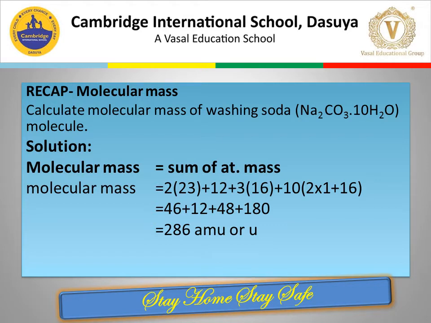Now 2 into 23 is 46, 12, plus 3 into 16 is 48, plus 10 into 18 is 180. The sum of all these terms is equal to 286 AMU. That means the molecular mass of washing soda is 286 AMU, atomic mass unit, or u, which is the unified mass. Now this molecular mass becomes important when we carry out the mole concept. Please understand how to find out the molecular masses.